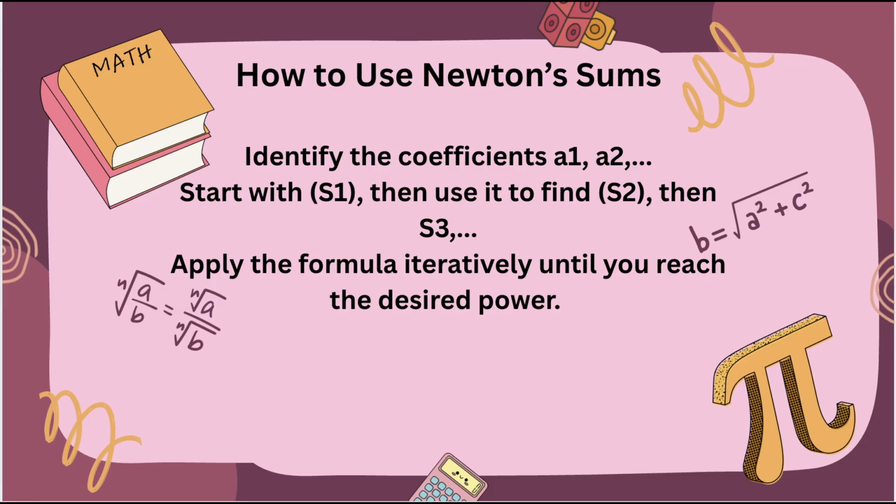How to use Newton's sums. Identify the coefficients A1, A2, and so on. Start with S1, then use it to find S2, then S3, and continue onward. Apply the formula iteratively until you reach the desired power.